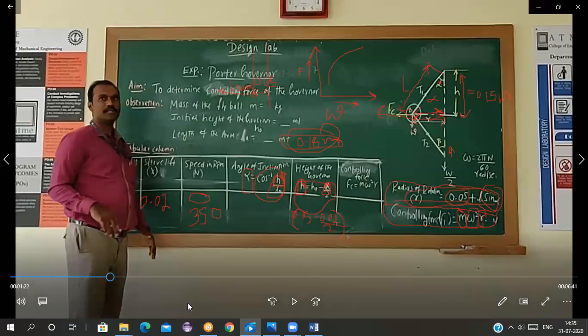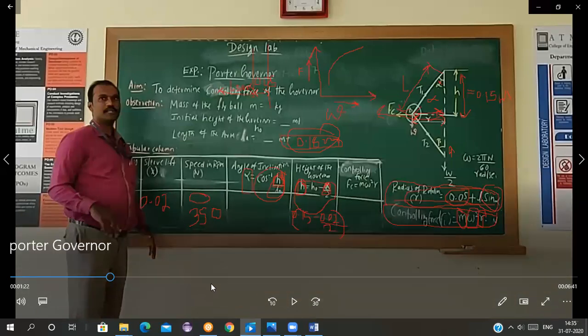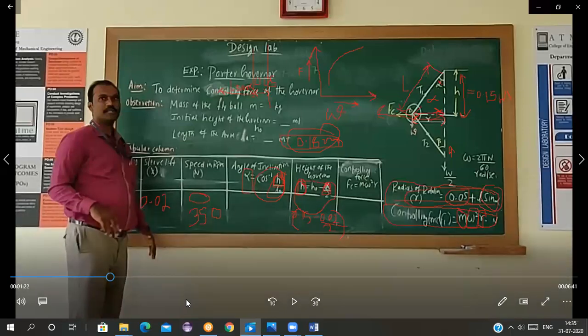Sir, what mass should I take? Sorry, the mass of the ball? You can take it as 0.7 kg. Mass of the ball is 0.7 kg.